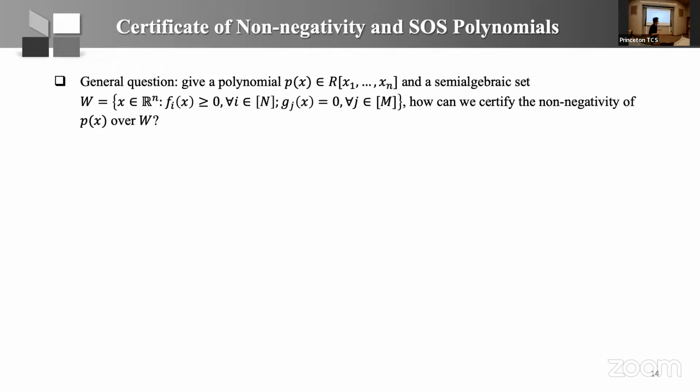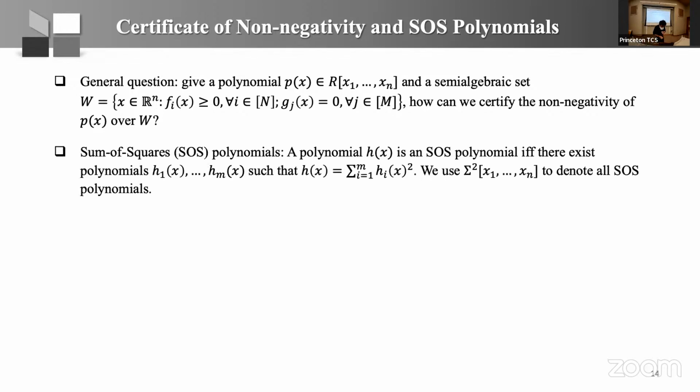So the question I want to ask is how do you certify non-negativity of some polynomial? And suppose maybe this polynomial also has a constraint set where X can take values. Okay. So the target polynomial is P, and X can only take values from this set W, which is defined by a bunch of polynomial constraints. Okay. So how can we certify the non-negativity of P(x) over this?